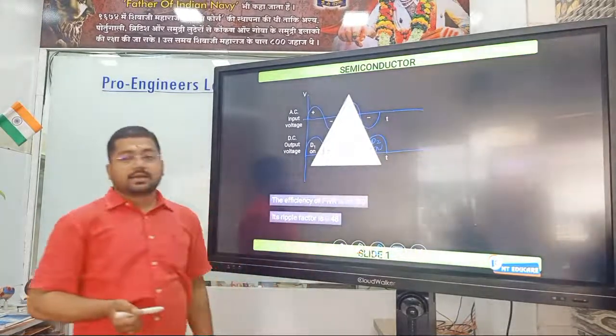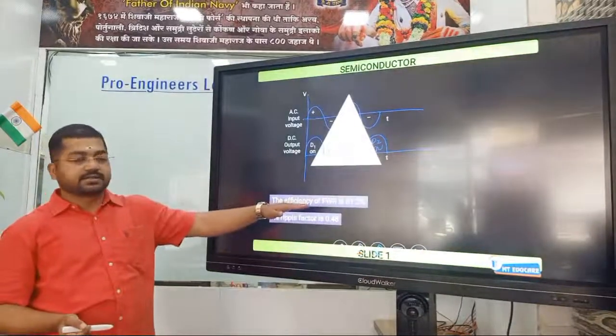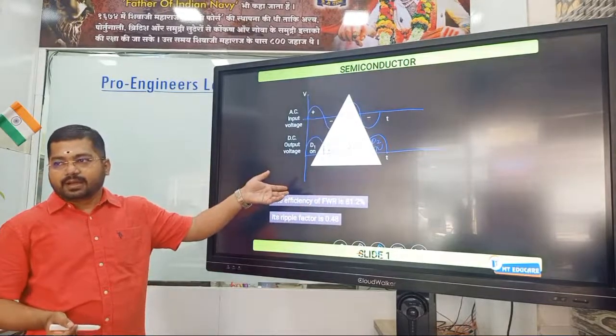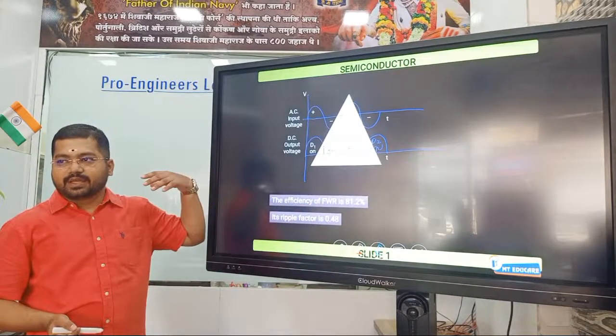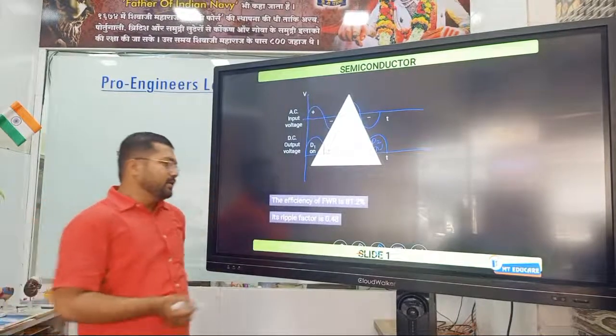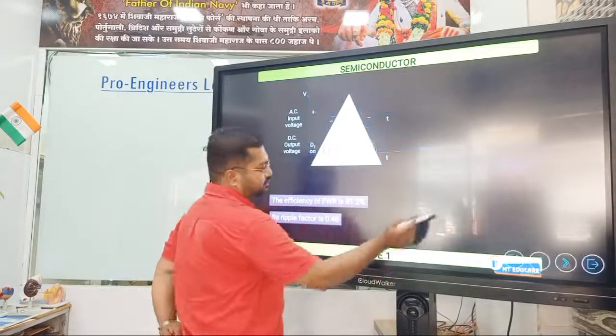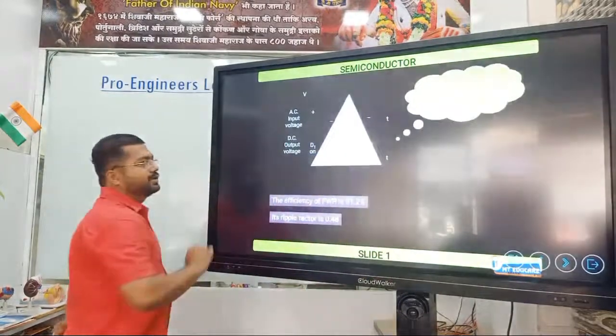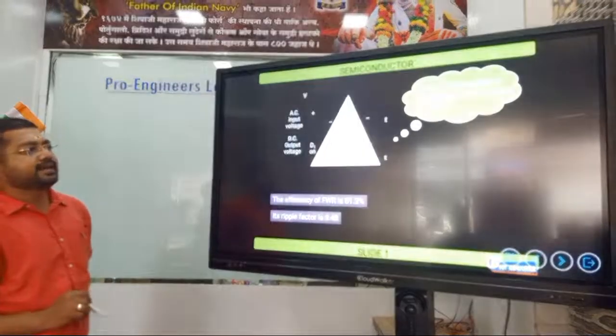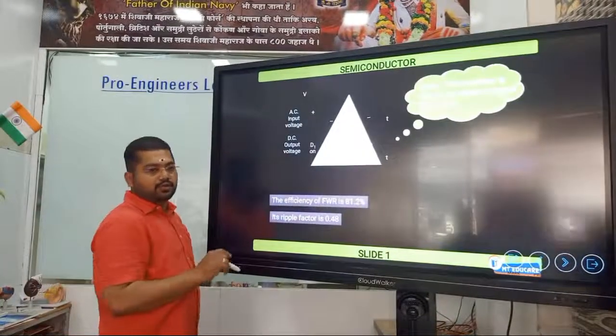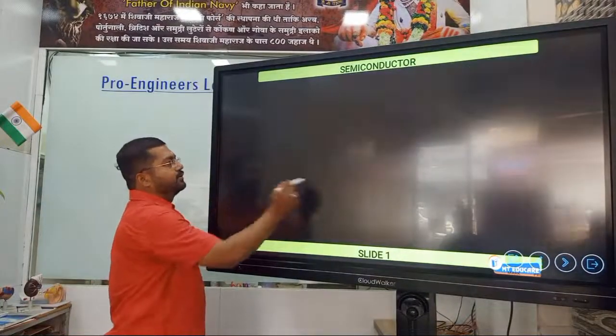And again, as you can see, the efficiency is completely doubled, right? Previously it was something about 40.6 or 46.0, whatever it is. Now it is doubled to 81.2, right? Note, this rectifier is known as the center tap full wave rectifier also. Already I have mentioned that.